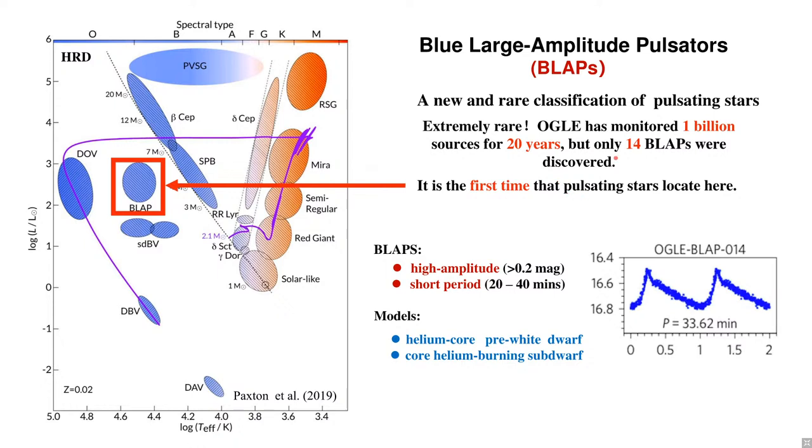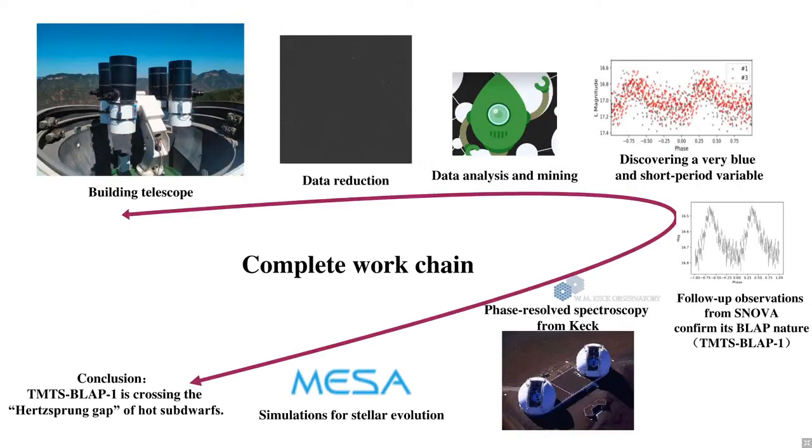So according to the sample discovered by OGLE and ZTF, people divide the BLAPs into two subclasses. One is the high gravity BLAPs. The BLAPs usually have a very large amplitude and short period. For example, the amplitude is larger than 0.2 magnitudes, and the period is around 20 to 40 minutes. But ZTF just discovered a few BLAP candidates with periods shorter than 10 minutes. So that maybe means there are two classes of BLAPs.